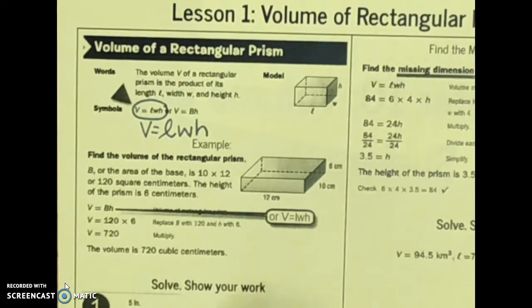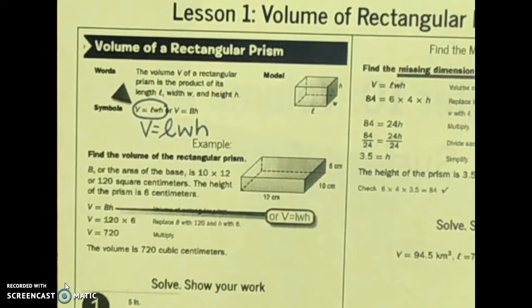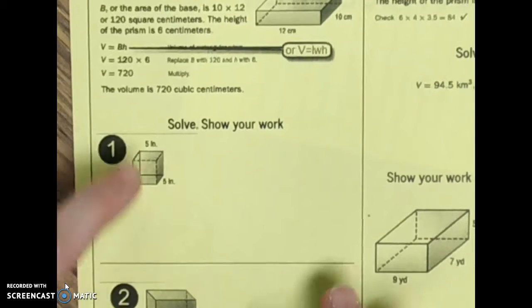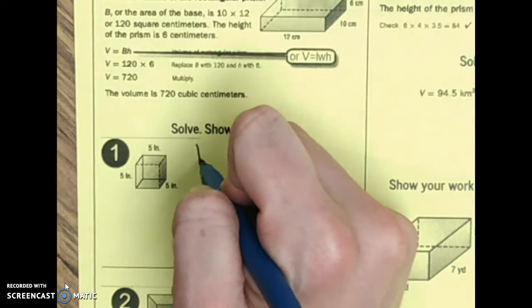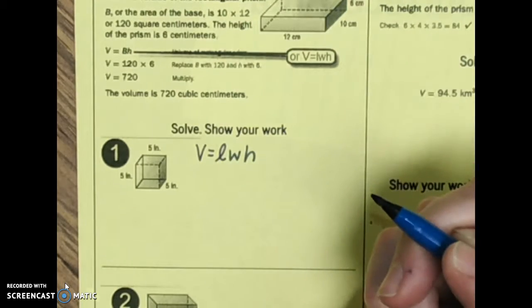Okay, so that's what we're going to do. There's three numbers this time. We have the length, the width, and the height since it's a three-dimensional object. Let's take a look at this first one. First thing we're going to do is write the formula. Volume equals length times width times height.